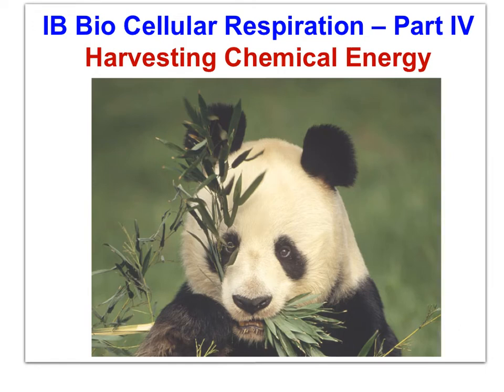IB Bio, Cell Respiration Part 4, has its focus on the electron transport system as the final step in cell respiration. The electron transport system sets up a proton gradient, a hydrogen ion gradient, that serves to generate ATP. The electron transport system produces 9 times more ATP than all of the other parts of cell respiration combined. All of Part 4 will be for higher level students.